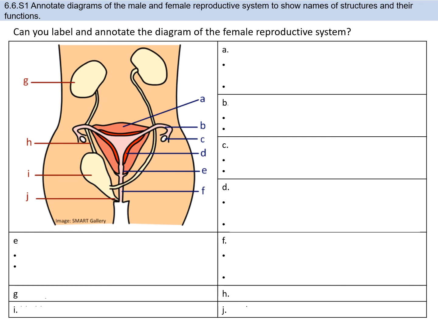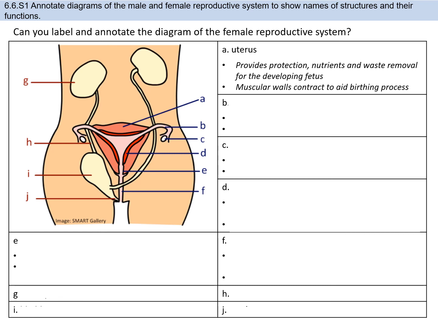So starting with A, here we go. They have the uterus, right, which is there for obviously development of the fetus. It's the womb where an embryo will develop into the fetus and ultimately where the birth will begin. And so it has very, very thick muscular walls which are needed for the birthing process, for the pushing of a child out of the uterus and through the vagina.